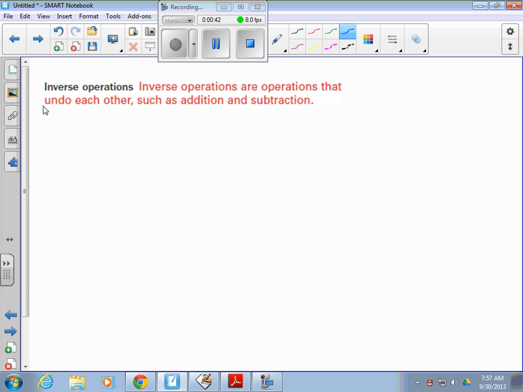Inverse operations are things that undo each other. Undo. So the inverse of addition is subtraction, and the inverse of subtraction is addition. The inverse of division is multiplication, and the inverse of multiplication is division. Those two things undo each other.